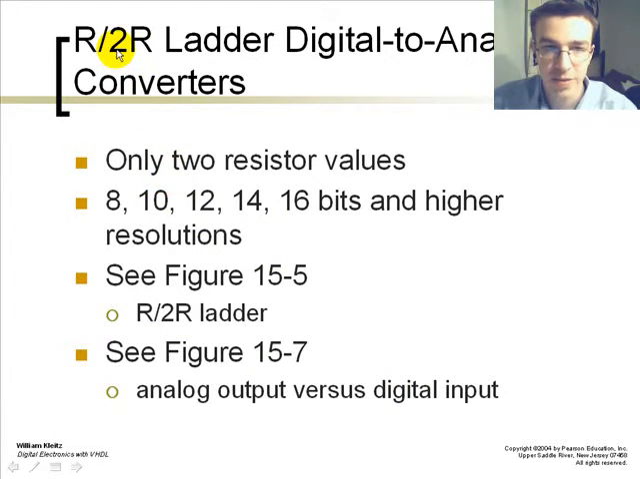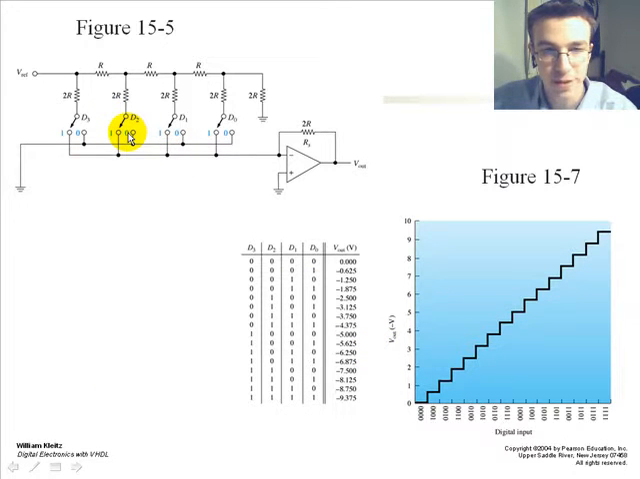R over 2R ladder digital to analog converters. There are only 2 resistor values. 8, 10, 12, 14, and 16 bits and higher resolutions are obtained. This is an example of an R over 2R ladder operation. With the step ladder graph going up, you can see you have 2 values per volt.